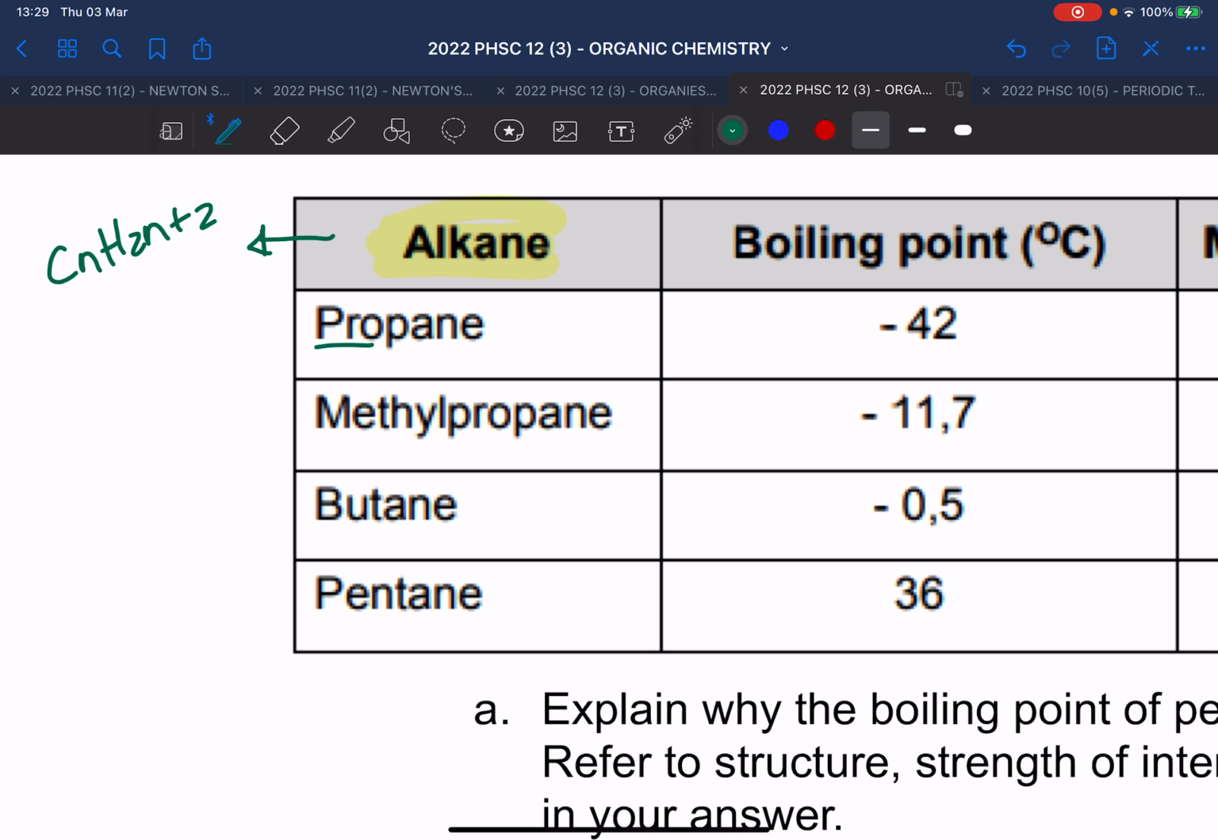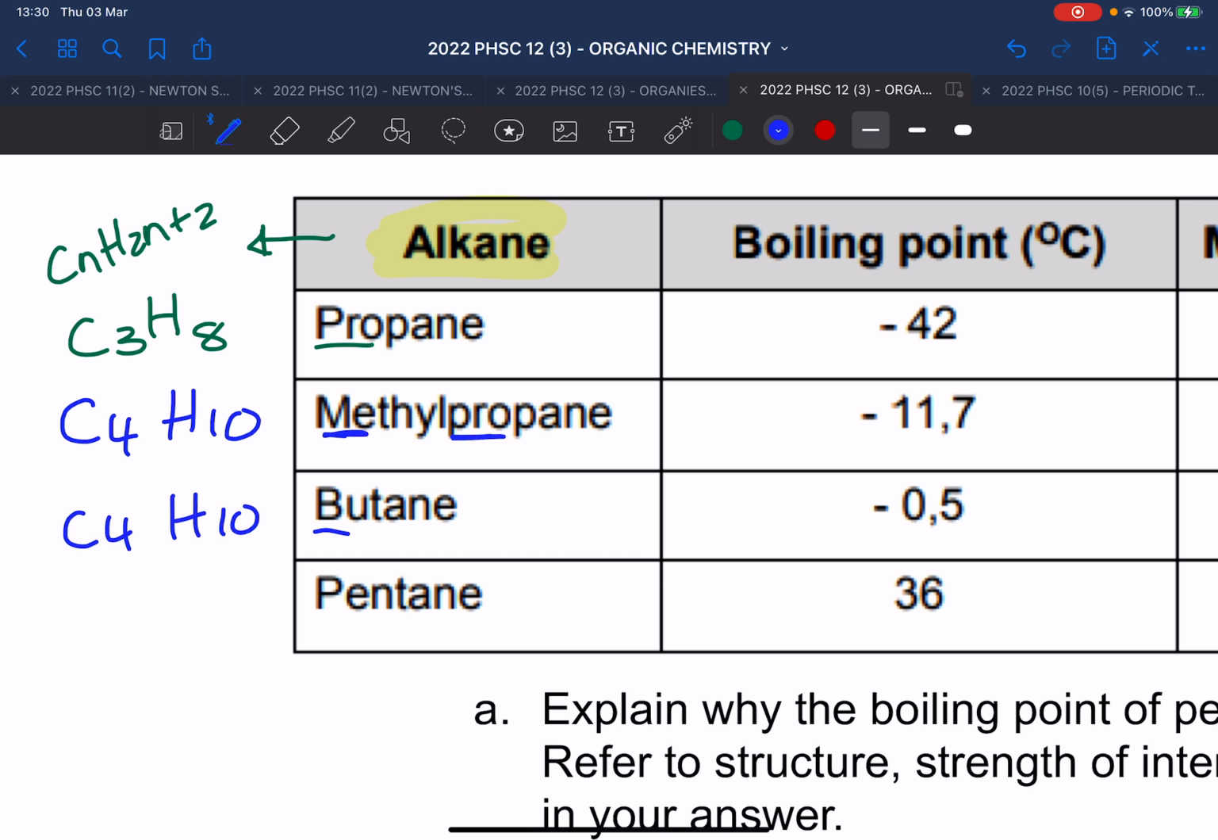The propanes, prop has 3 carbons, so C3H8. Methyl propane, 4 carbons, C4H10. Butane, but is 4, C4H10. Pentane, pent is?